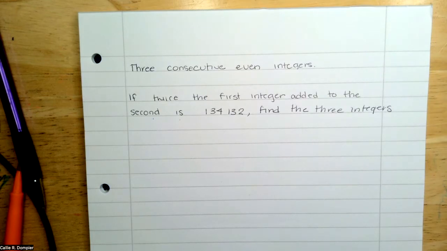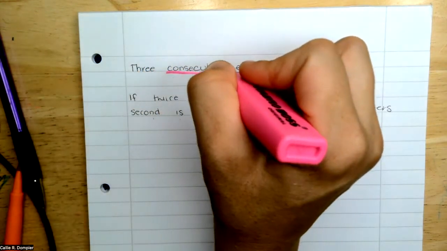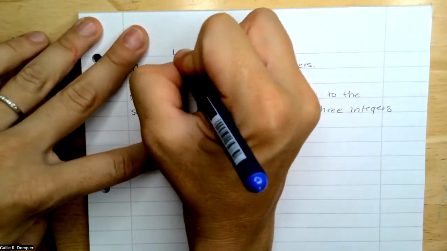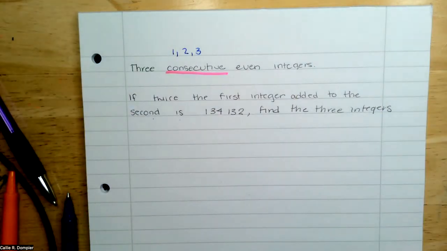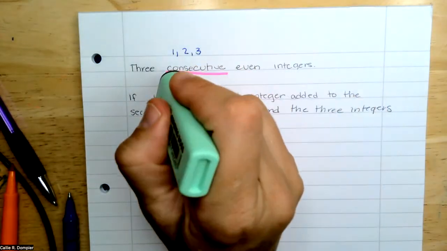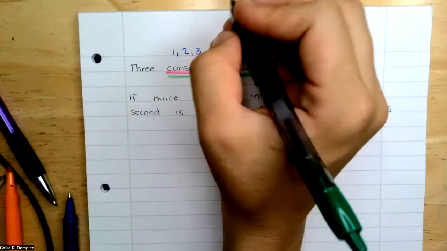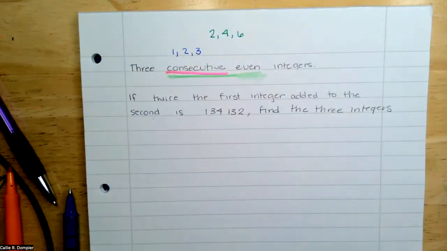Okay, we know what an integer is. They are also 3 consecutive, which means they are in order. All right, 1, 2, 3 is consecutive, but consecutive even integers is 2, 4, 6.